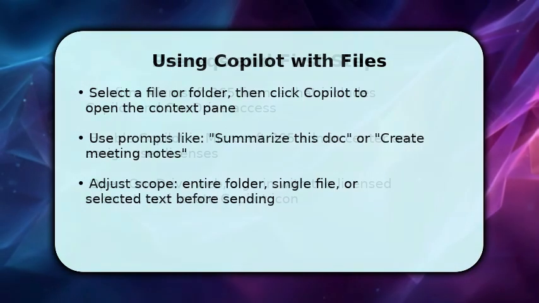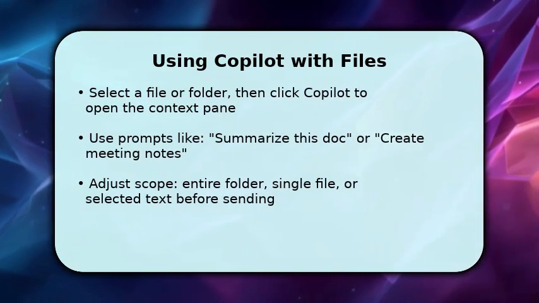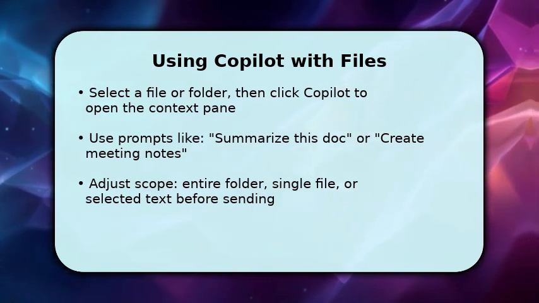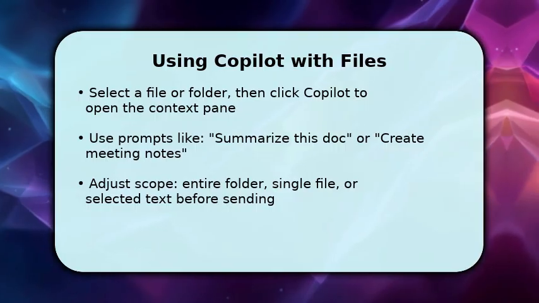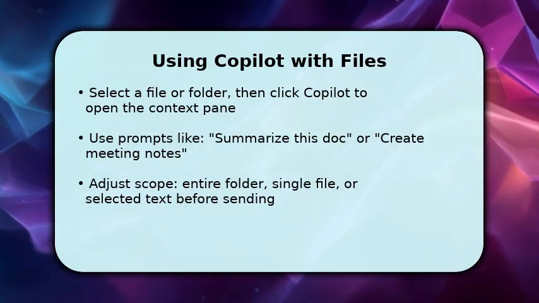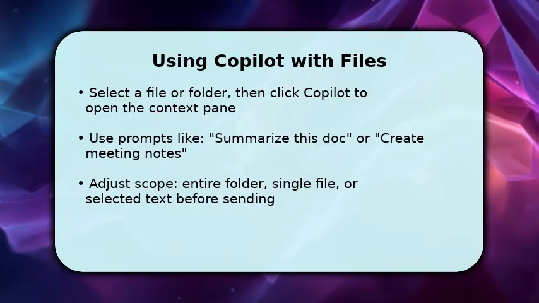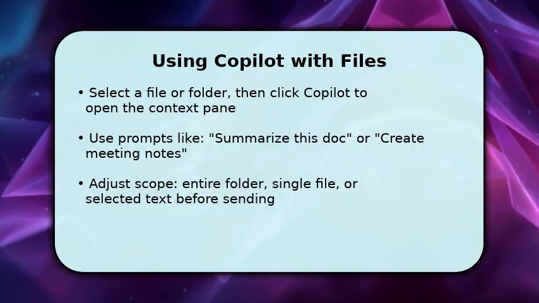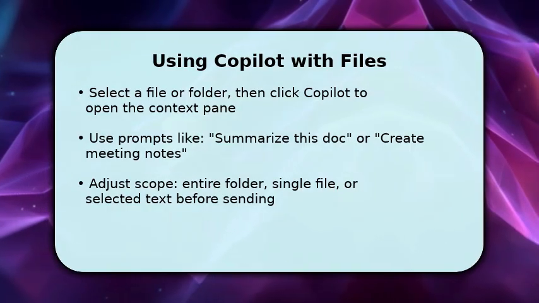Once Copilot is open, interact with it like a coworker. Select a file or highlight text and type a clear prompt. For example, ask, "Summarize this doc for a 2-minute brief," and Copilot will parse headings and content to produce a concise summary. Make sure to set scope correctly, folder versus single file, because that changes results.